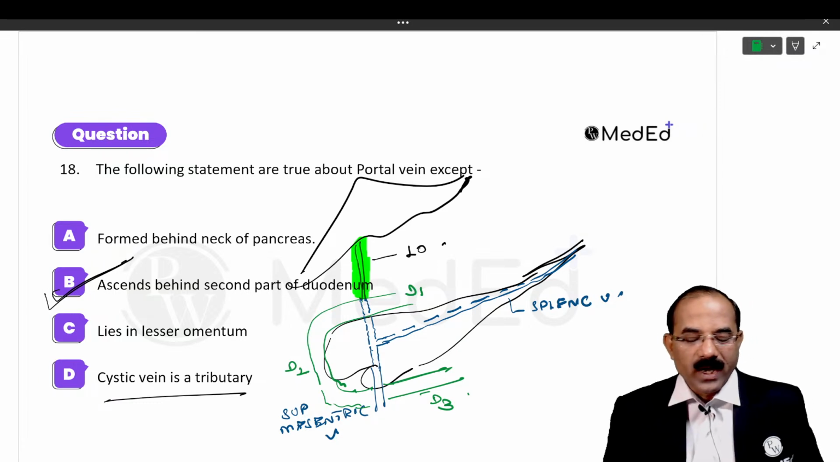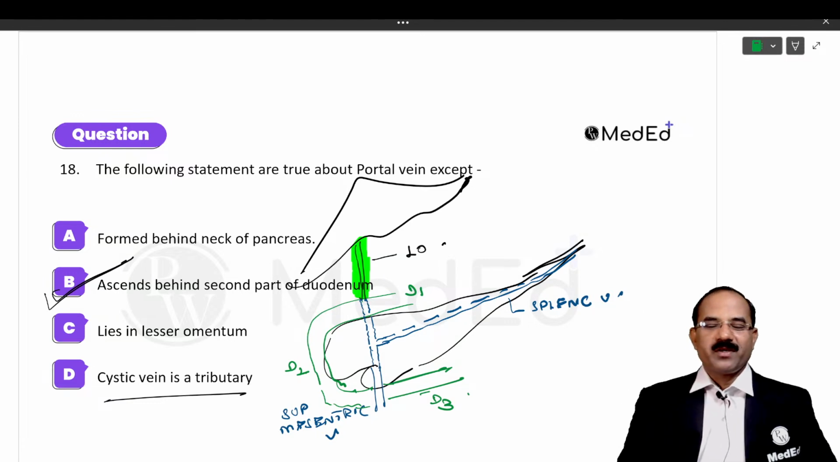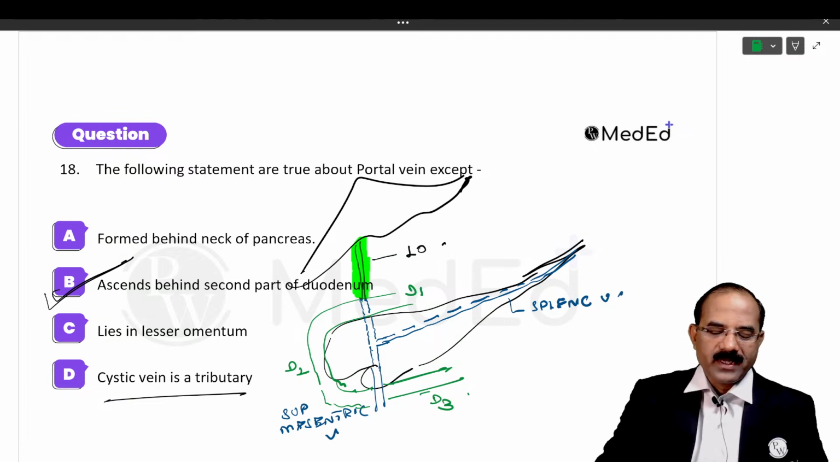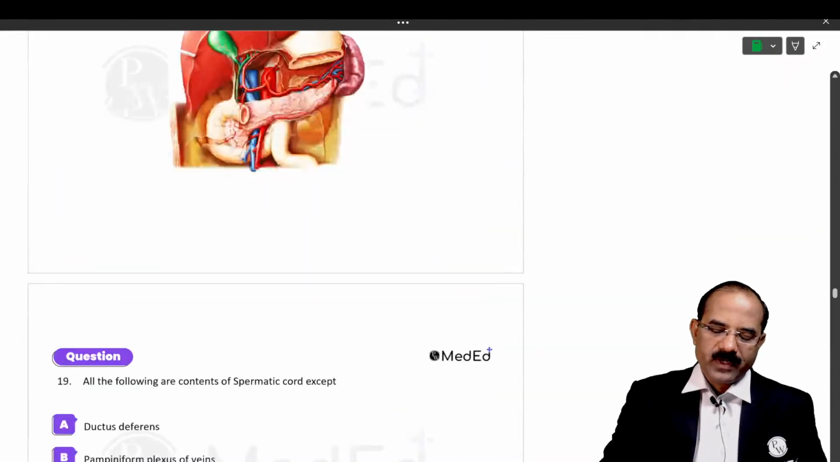तो इसका आंसर क्या होगा? एसेंस बिहाइंड द सेकेंड पार्ट ऑफ duodenum. वो रॉन्ग है. इट एसेंस बिहाइंड द फर्स्ट पार्ट ऑफ duodenum. ओके, दैट्स ग्रेट. फाइन, दैट्स ओके.